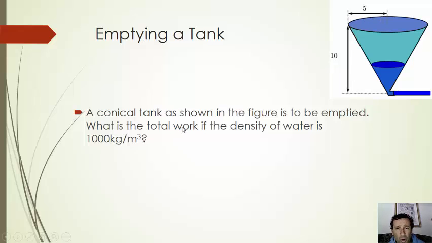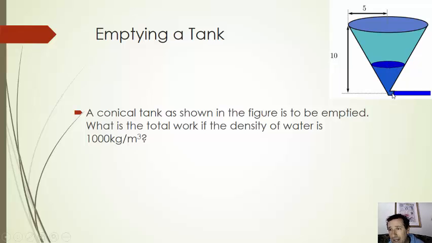What is the total work if the density of water is 1,000 kilograms per cubic meter? To find the total work, we can imagine taking a little disc that's a cross-section of this cone, and we're going to drop that disc to the bottom and empty it out.